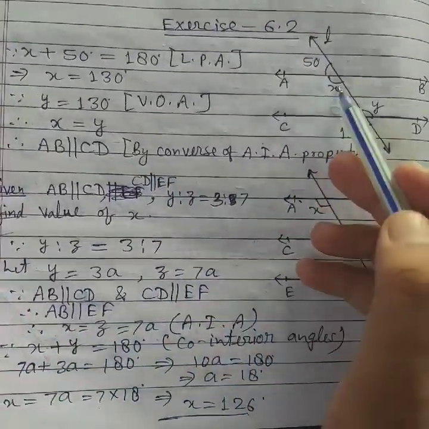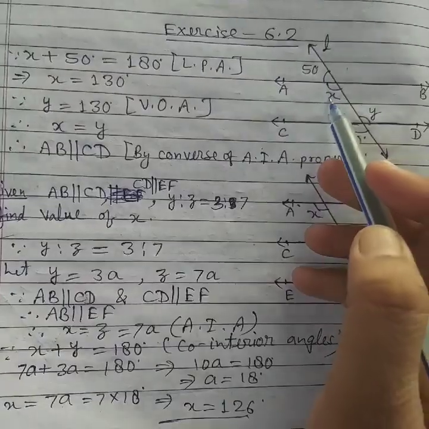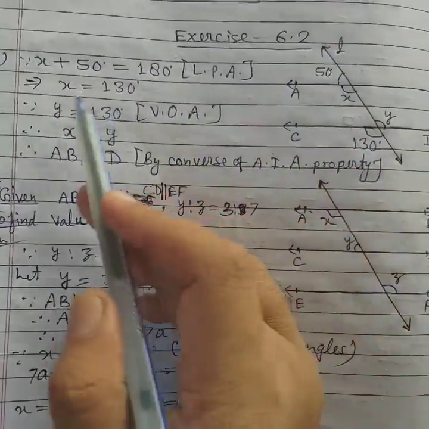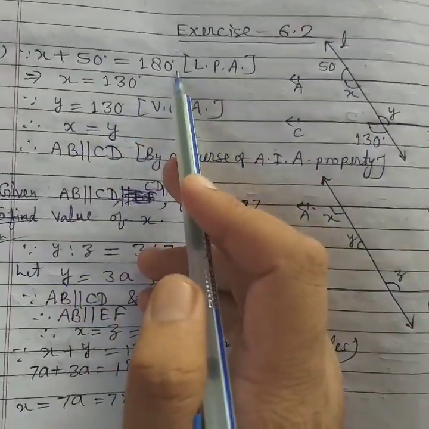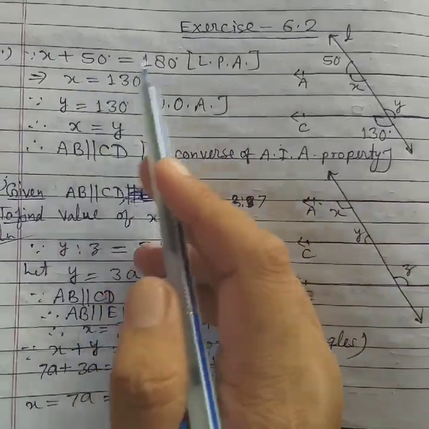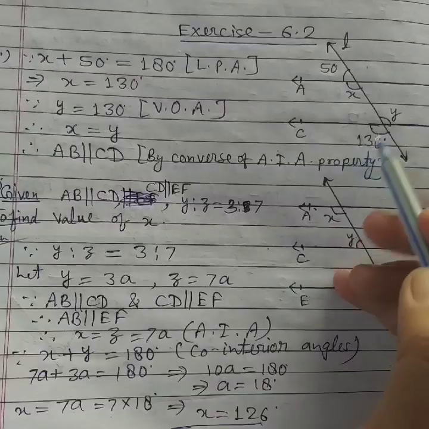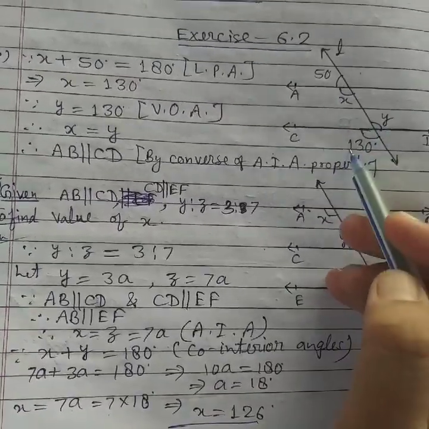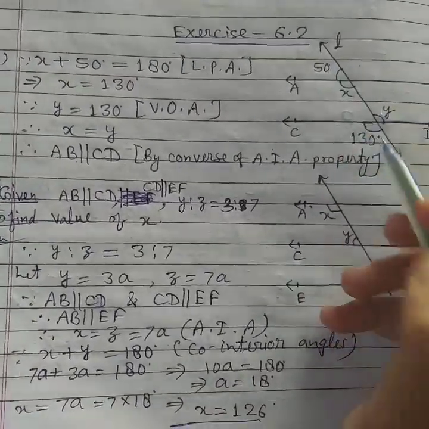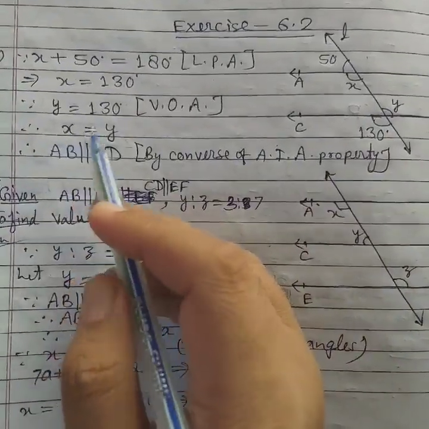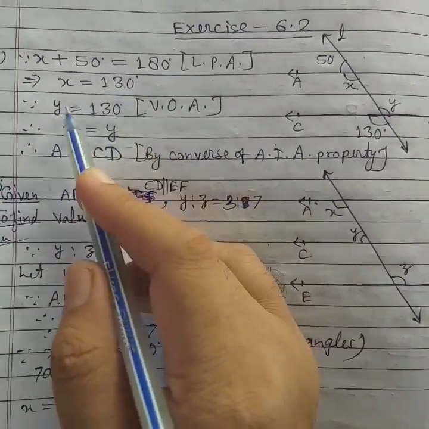Now we have x plus 50 equals to 180 degree, that is by linear pair angle. So 50 goes to RHS, that will be subtracted from 180. Then we have x equals to 180 minus 50, that is 130 degree. Now y equals to 130 degree, these are vertically opposite angles because these two lines, L and CD, are intersected. So we have x is 130 and y is also 130.